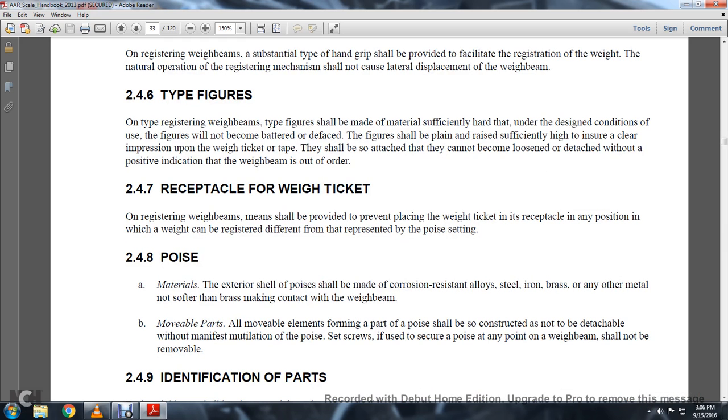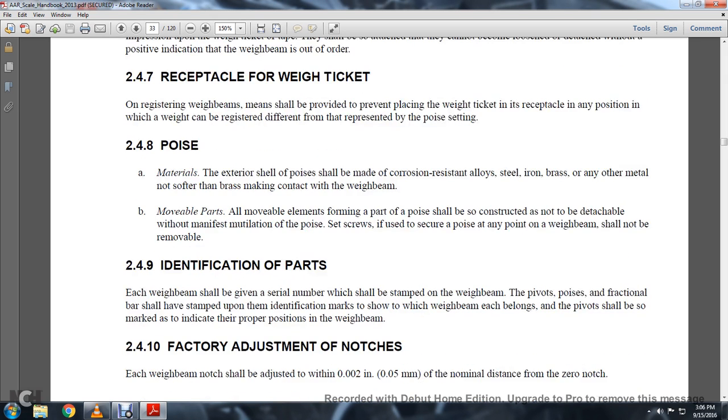2.4.8 Poise. The material of the exterior shell of the poise shall be made of corrosion-resistant alloy steel, iron, brass, or any other metal no softer than brass, making contact with the movable part of the weigh beam. All movable elements forming a part of the poise shall be constructed to be non-detachable without manifest manipulation. The screws, if used to secure the poise at any point of the weigh beam, shall not be removable.